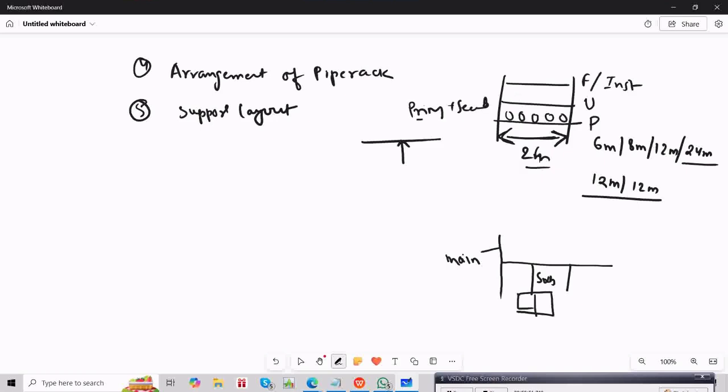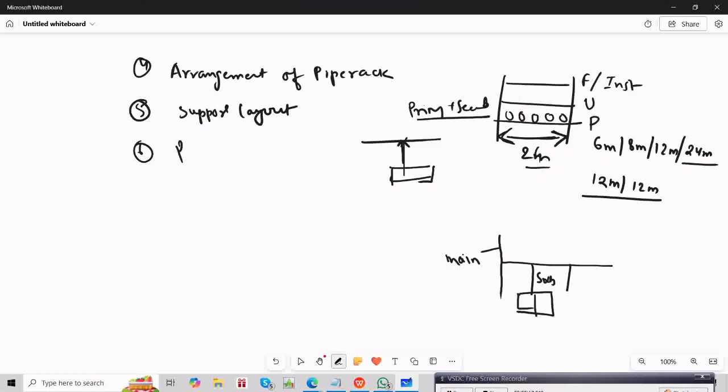Primary support is the support which is connected with the pipe and resting on the secondary support. Secondary support is the support which is holding the weight of the pipe and primary support and resting on the grade. So you have to provide the location of this support so that the civil foundation can be made.